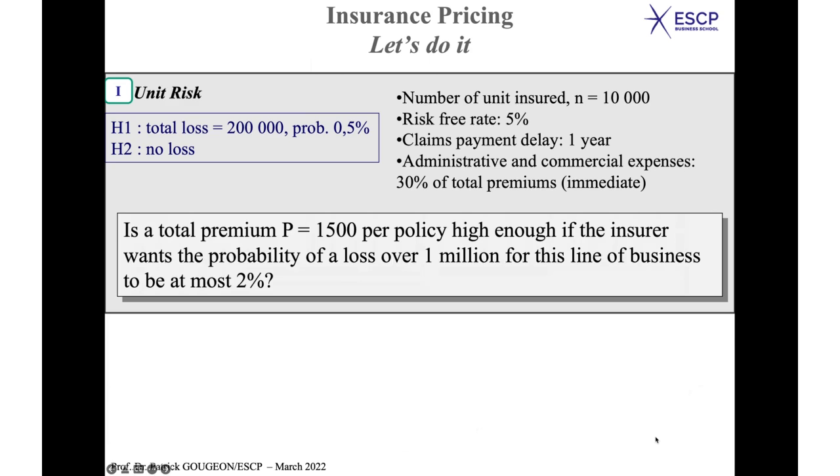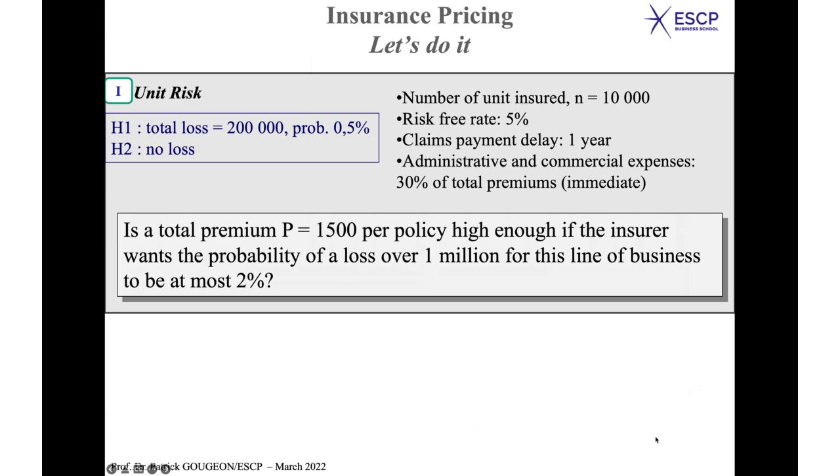So how to describe the unit loss? It could be an insurance for a housing unit, for instance. The total loss for each unit, that's a description of the unit risk. Either you have an incident, and let's assume that all the house is destroyed, and it would cost 200,000 euros. The probability of that is 0.5%. And the other assumption is there is no loss. In this case, the loss would be 0.